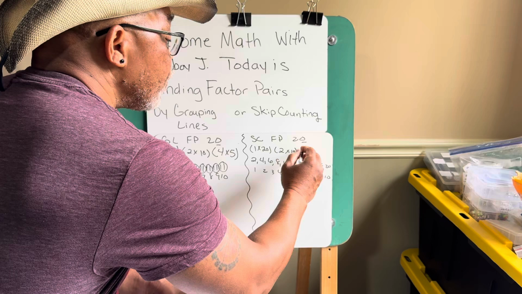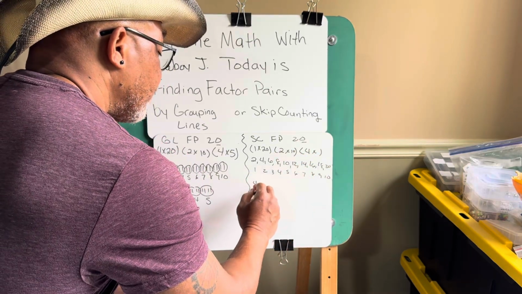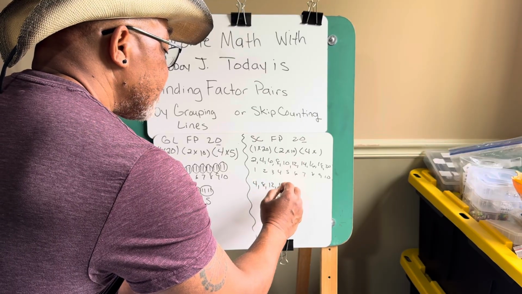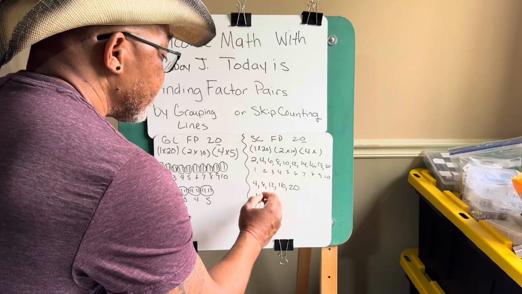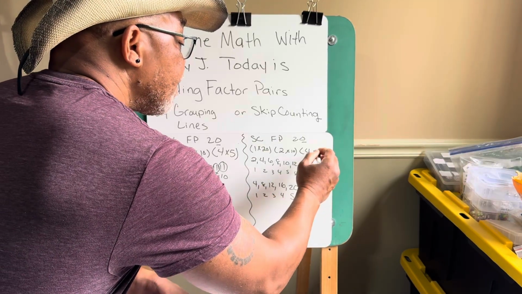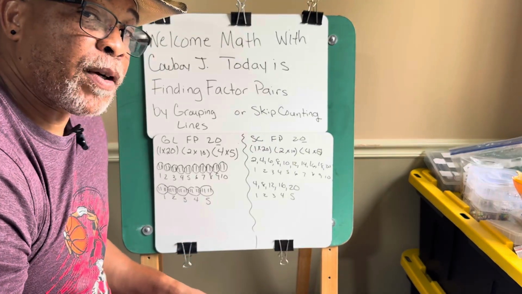And we're going to do this one. Skip count by 4s. So 4, 8, 12, 16, 20. Count them up. 1, 2, 3, 4, 5. Boom. You guys were wonderful.